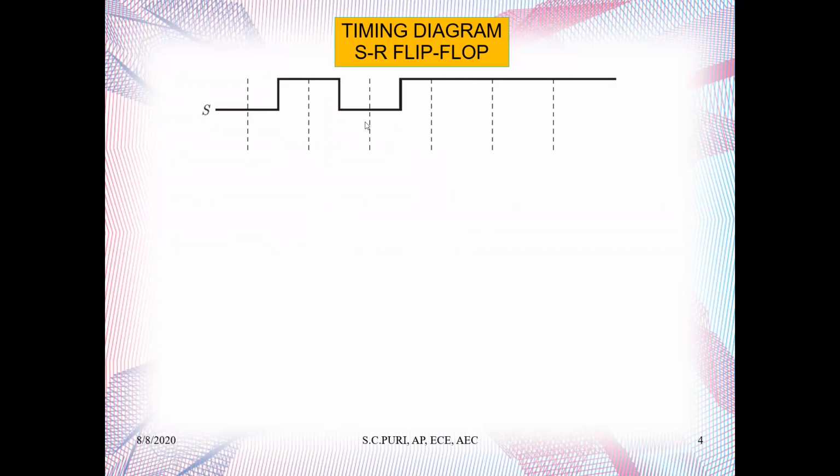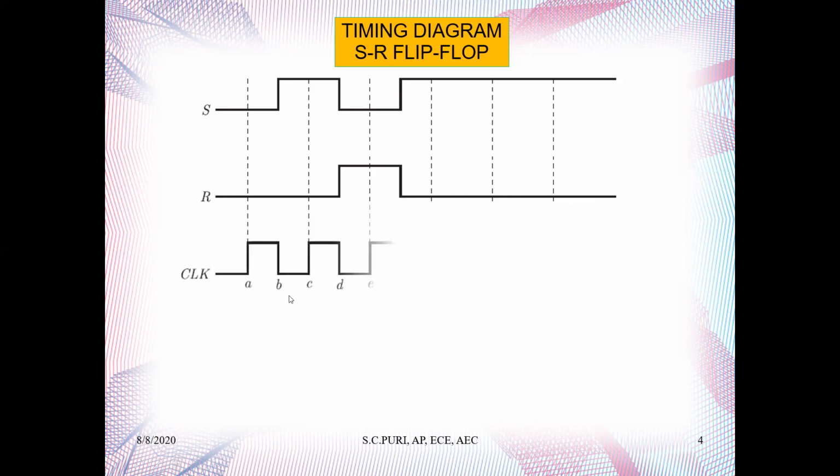So this is my input S, and suppose this is another input R. Till here it is 0, but suddenly here we give 1 up to this point, and again it goes to 0. So this is the given input. And suppose this is the clock. So what will happen when a clock is there and we have the two inputs S and R like this? How will the output behave?